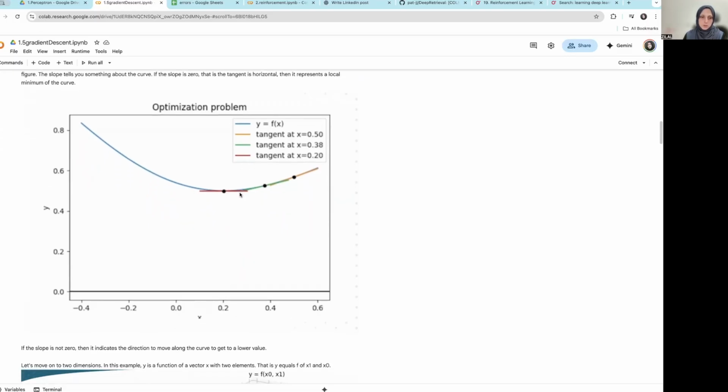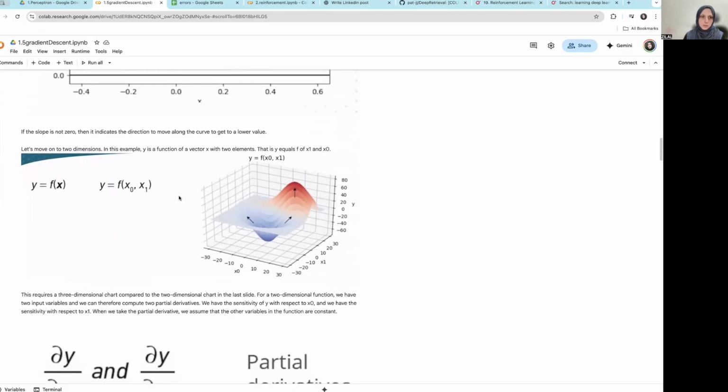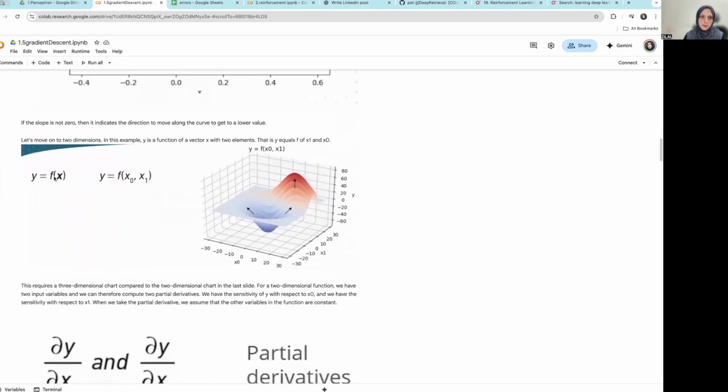If the slope is not 0, then it indicates the direction to move along the curve to get to a lower value. Let's move on to two dimensions. In this example, y is a function of a vector x with two elements. X here equals x0 and x1.